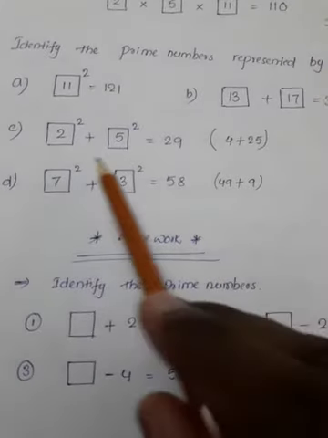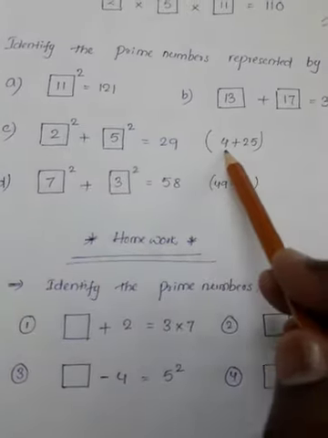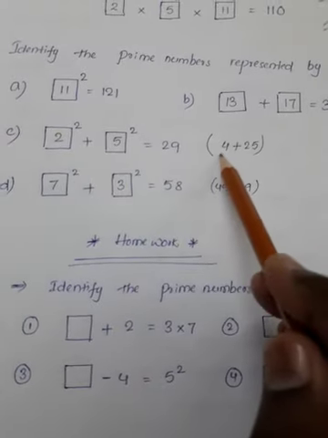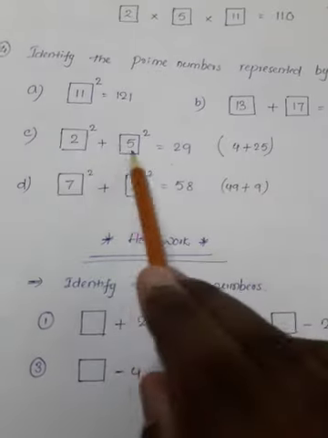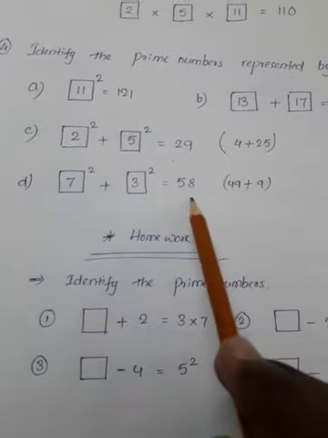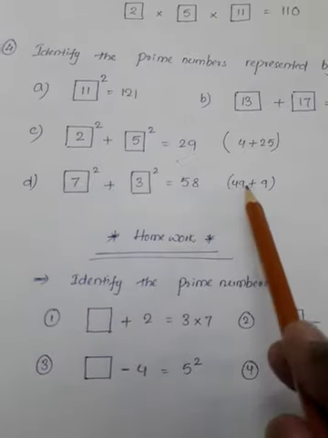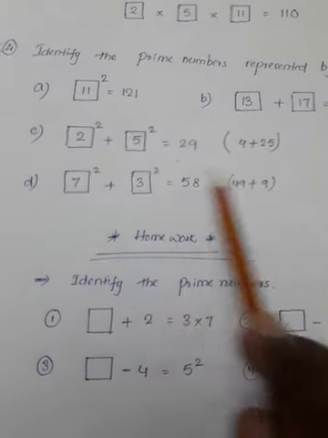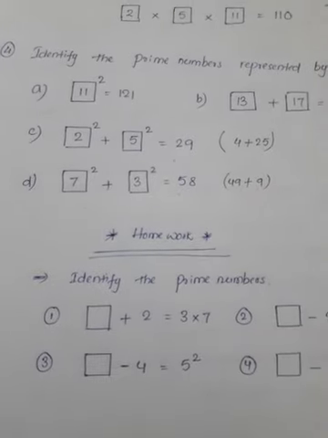And here is 29. So 2 square how much? 4. 5 square how much? 25. So 4 plus 25 is 29. That means it should be right with prime numbers. Like here, 58 is the answer. So 7 square how much? 49. 7 is the prime number. 3 square how much? 9. So 49 plus 9 is 58.